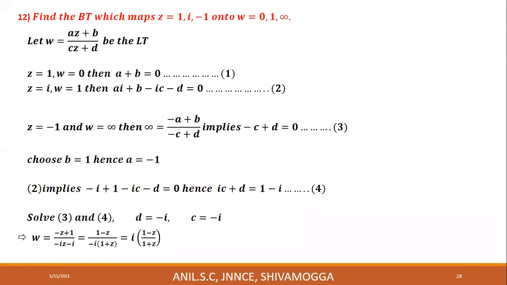You note down this problem and try this one by yourselves at your home. I solved 11 problems. I think it is sufficient. Note down this problem: find the bilinear transformation which maps z = i, -1 onto w = 0, 1, infinity. You either take a screenshot of this entire problem or note down the answer at least.